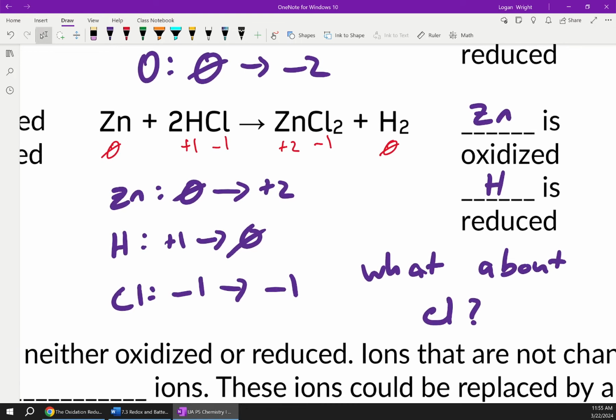You guys, I planned this lesson so well, because we're going to talk about chlorine next. Is this a redox reaction? Yes. Did any of the oxidation numbers change? Yes. Some things are oxidized, some things reduced. So this is a redox reaction.